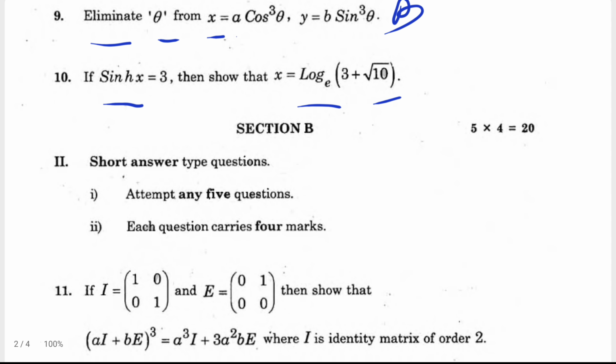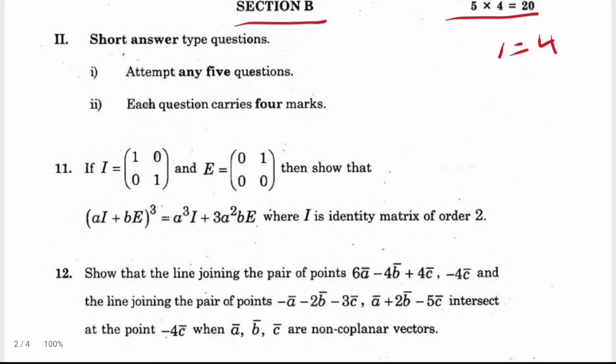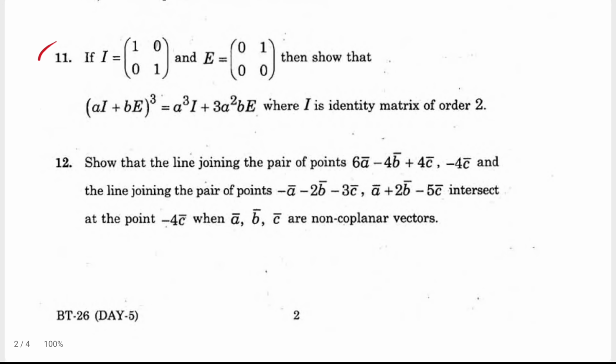Then come to section B, and when you come to our section B here, it carries 4 marks. It means that one question carries 4 marks, then 5 questions carry 4 marks, that is 20 marks. We have to write any 5 questions in this one. So this is the first question. Then you have to show this one. This is an identity matrix of order 2 by 2.